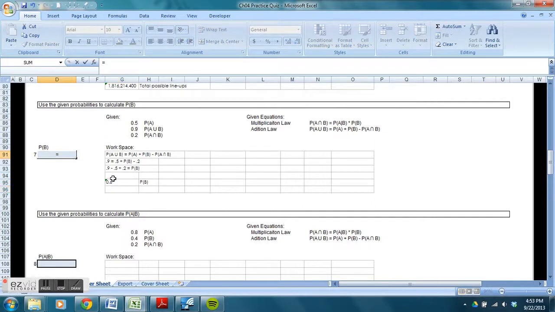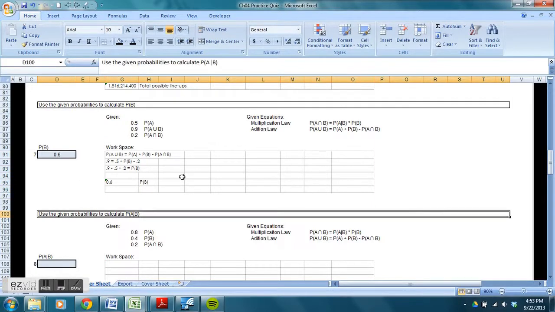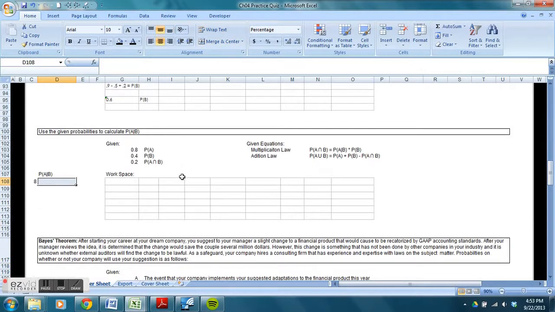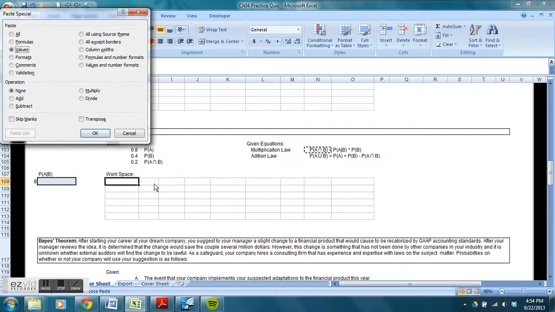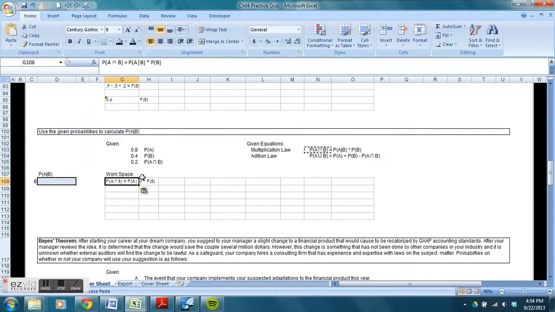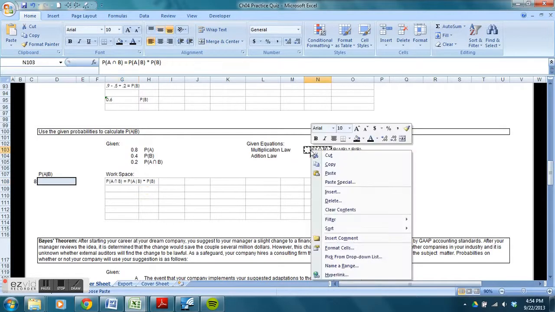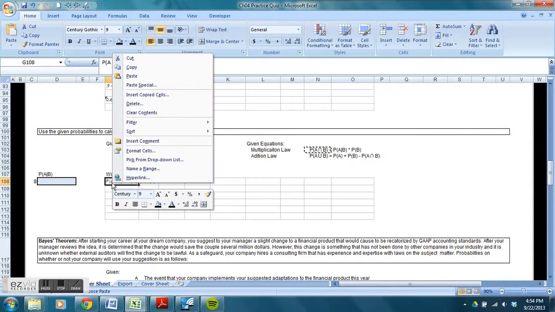Problem number 8. Use the given probabilities to calculate the probability of A given B. Looks like we're definitely going to have to use our multiplication law because it has the given probability in it. So I'm going to copy that and paste values down here. And I use the keyboard shortcut, which is Control Alt V, but you can also copy, go to where you want to paste, right click, paste special, and then values. That'll do the same thing.